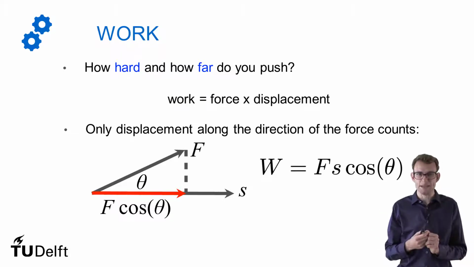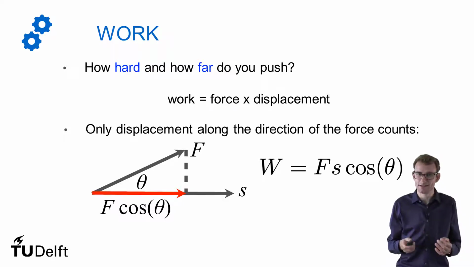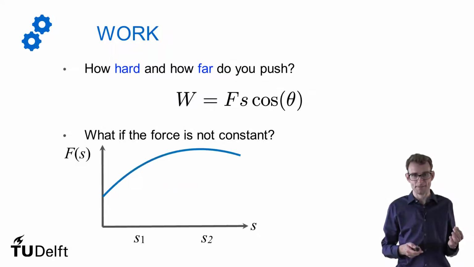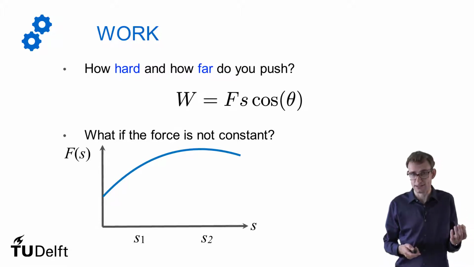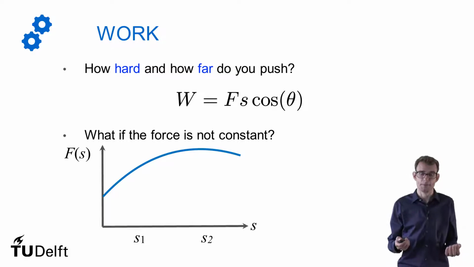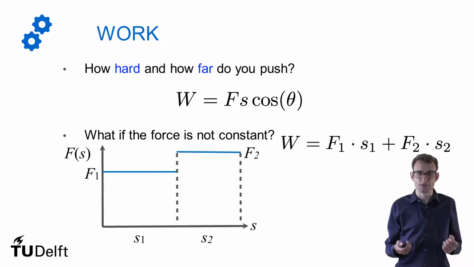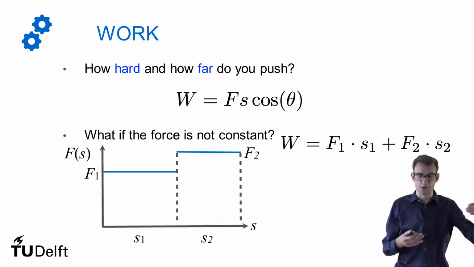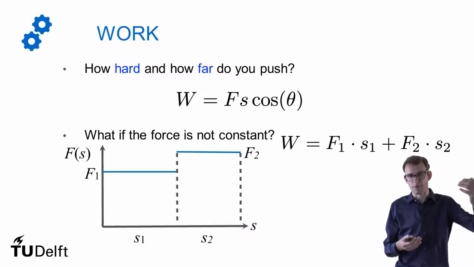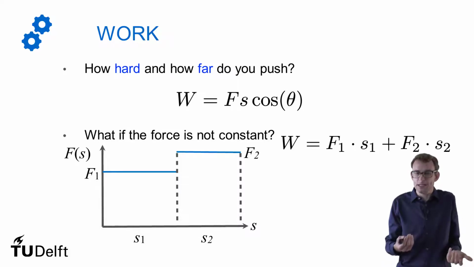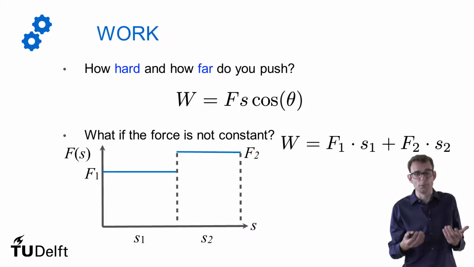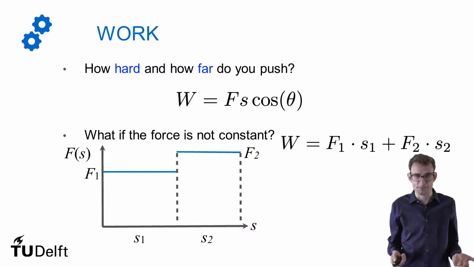That sounds pretty easy, but in many cases the force is not a constant. Then what happens? So suppose you have a force that looks like this. Can we still calculate the work? Well, to see how to do that, let's take a simpler example first. Suppose we have a force that's constant for a while, and then is some different value for a later piece. Then it's pretty easy. We simply calculate the work for each of the pieces and add them together.